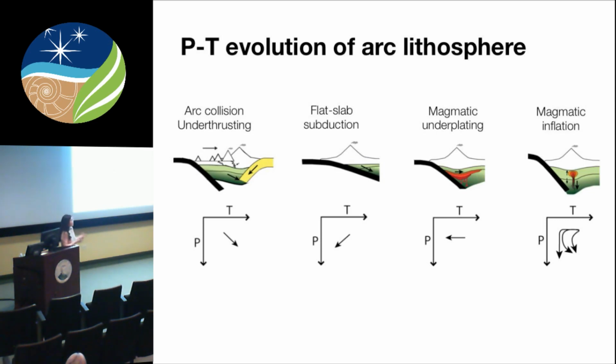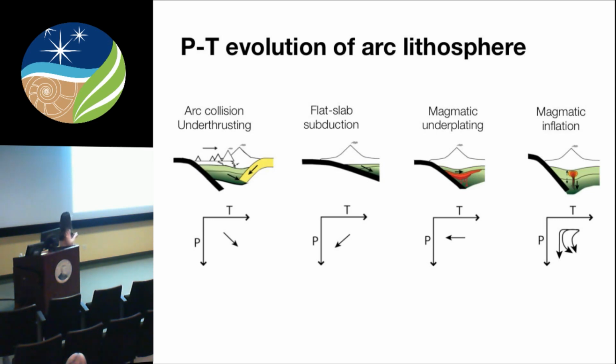Another idea is a flat slab subduction, because now you're impinging a very cold slab on the mantle, but most of the models for this, and also observations, don't have a slab going down to 100 kilometers, which is the final pressure of some of these deepest peridotites. Another idea is underplating basalts.